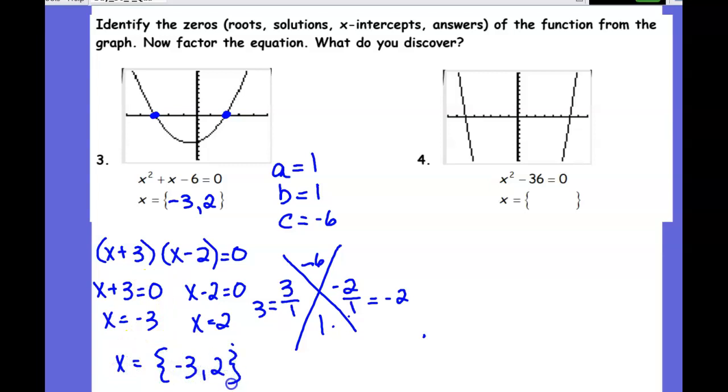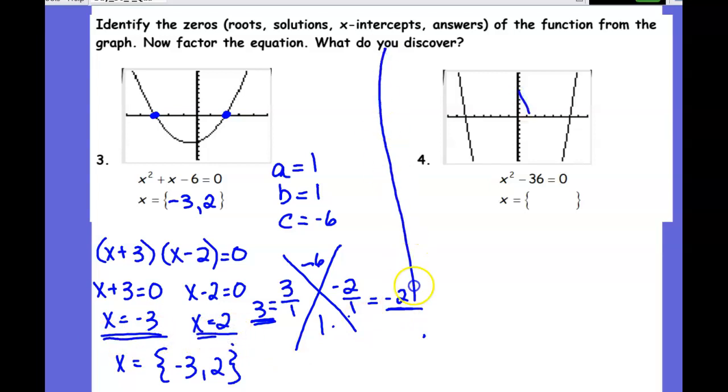Once we factored, we had 3 and negative 2. Notice, factoring and then solving, you actually get the opposite sign. So instead of positive 3, we have a negative 3, and instead of a negative 2, we have a positive 2. That happens because we're setting them equal to 0.